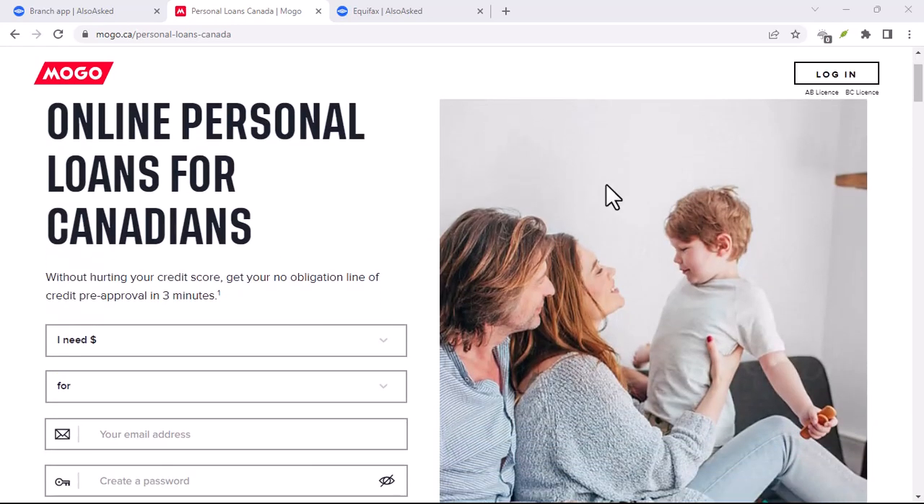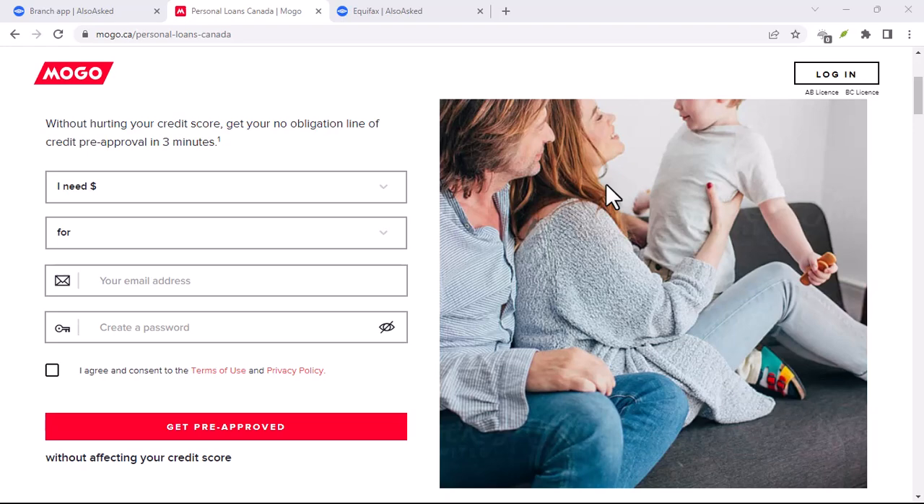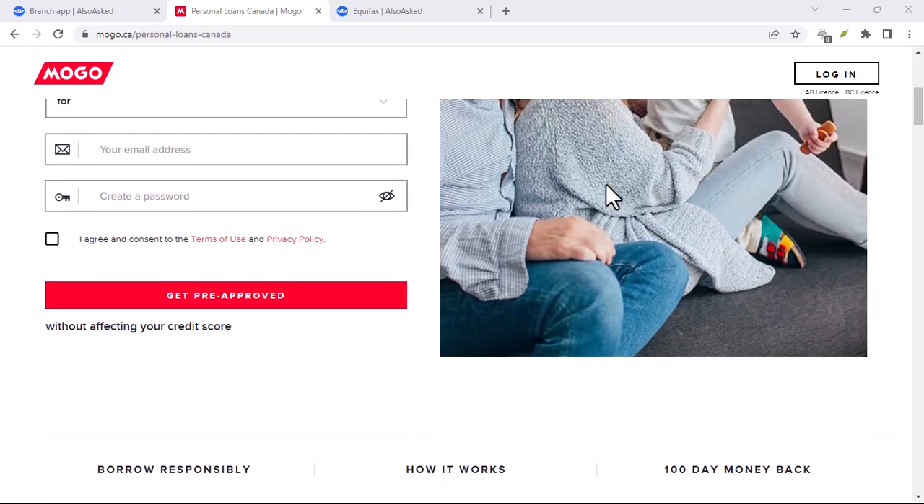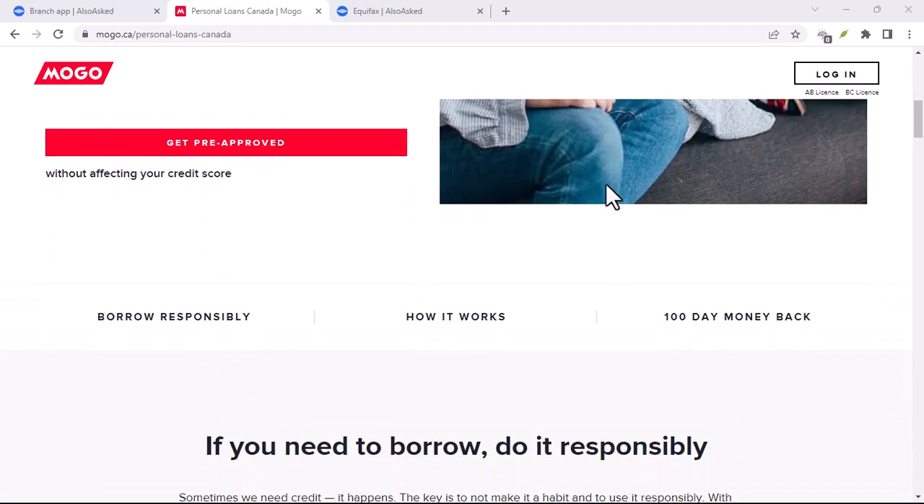Applying for a loan with Mogo is a quick and easy process. If you are looking for a reliable lender, Mogo is a great option.